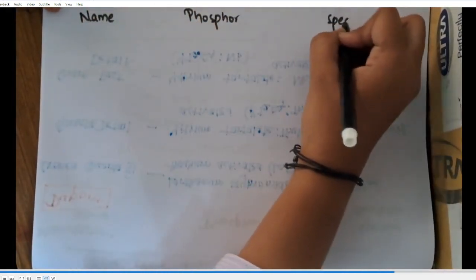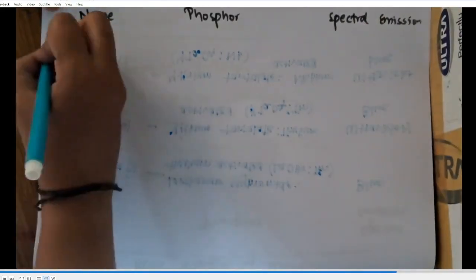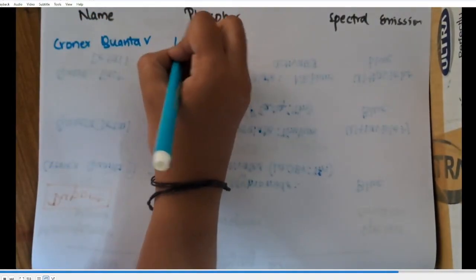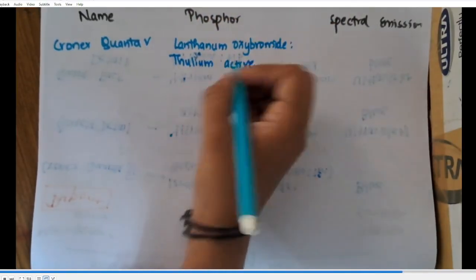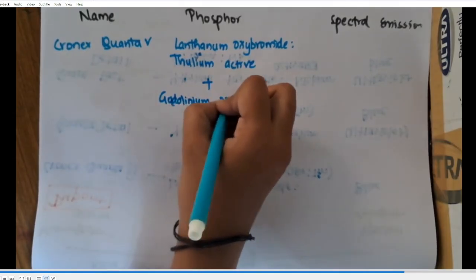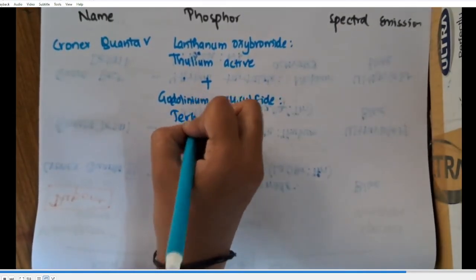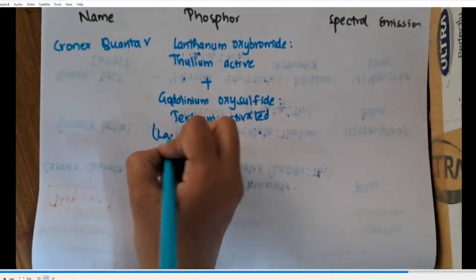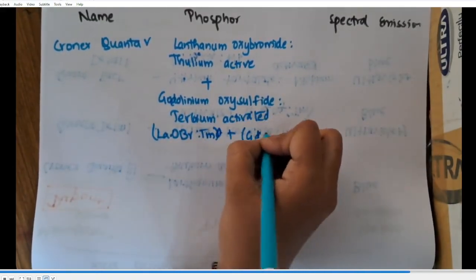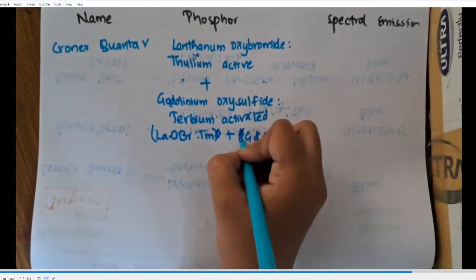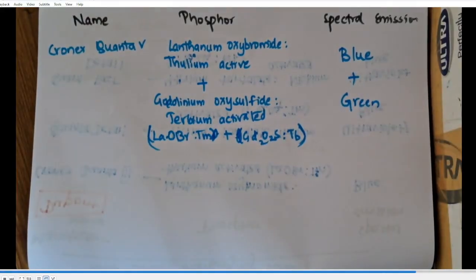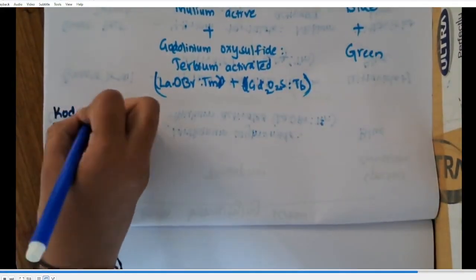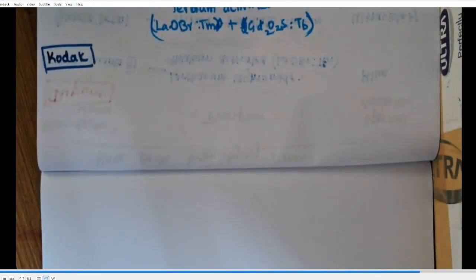Then the next name is Chronex Quanta 5. It contains lanthanum oxybromide, thulium activated, plus gadolinium oxysulfide, terbium activated. Because both of these are present, it produces two spectra of wavelength, that is, blue wavelength and green spectrum. Then the next manufacturer is Kodak.